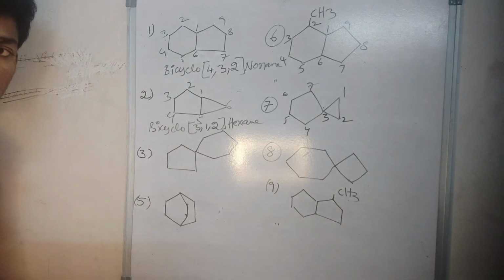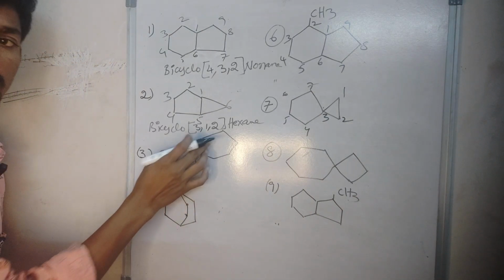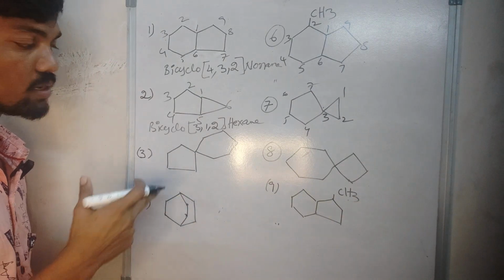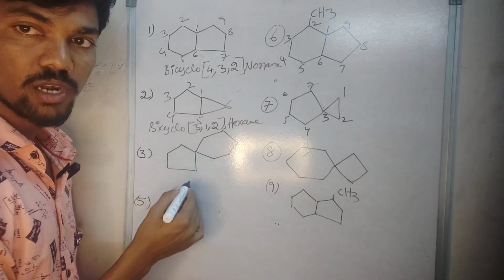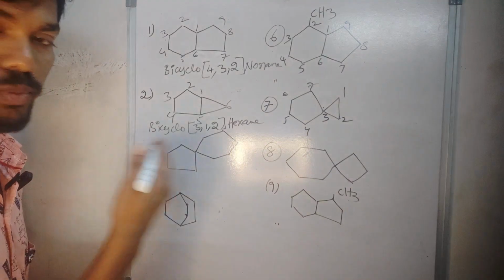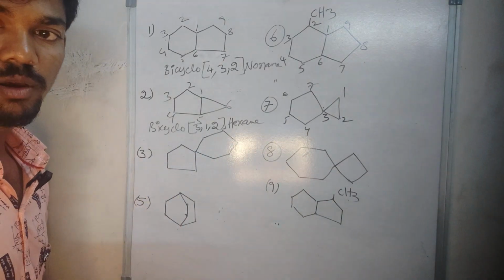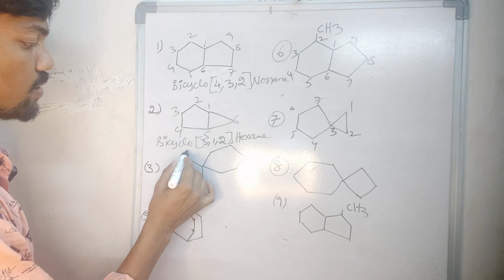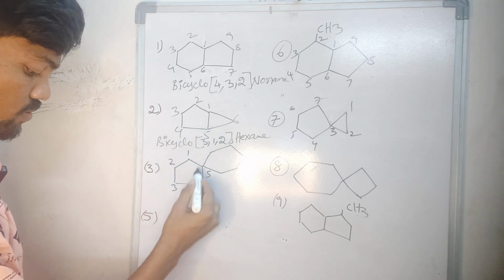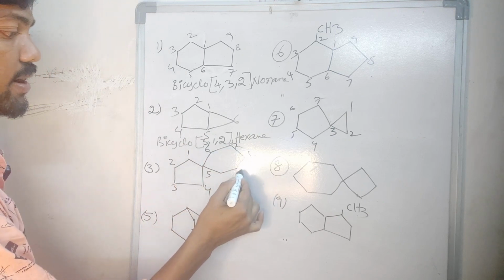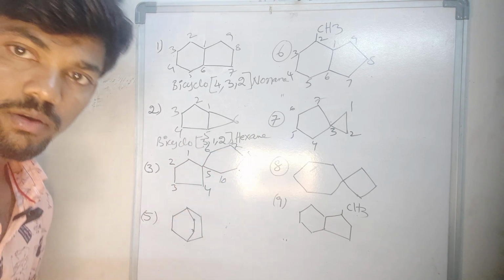Next one, coming to this form, what happens here? This is a bigger ring. Is it spiro or bicyclo? Spiro. Why? Because one carbon is common. Spiro, small ring to big ring. Here we started with this one, number 1, 2, 3, 4, 5, 6, 7, 8, 9, 10. This is the way.